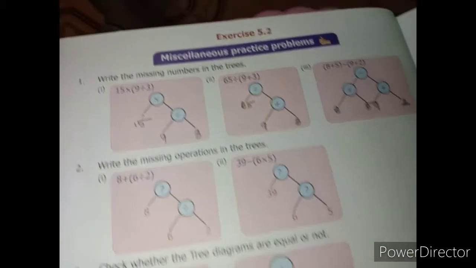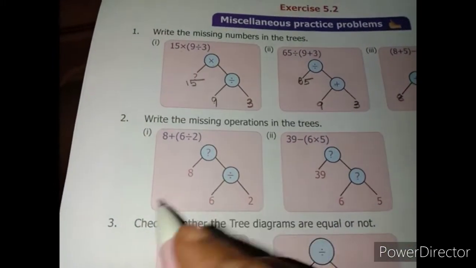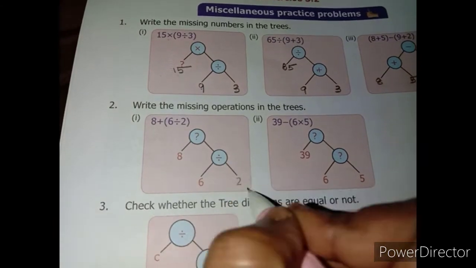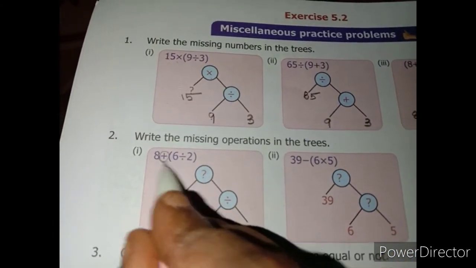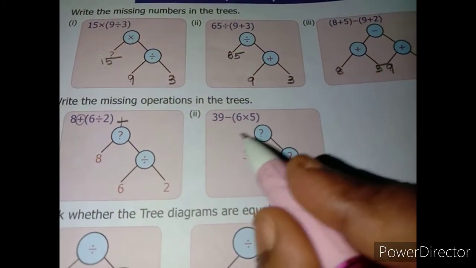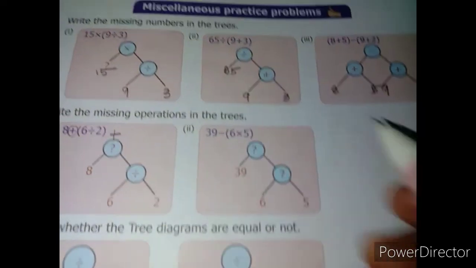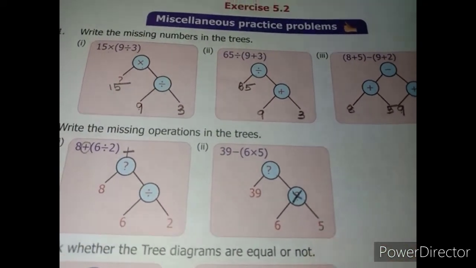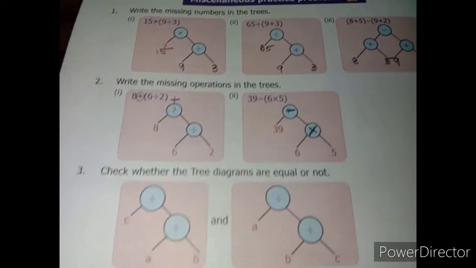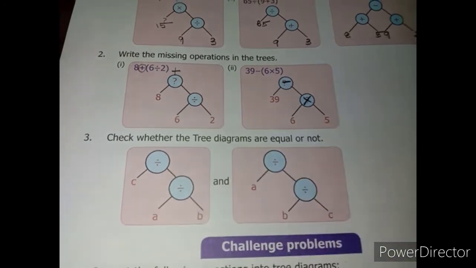Next question. Write the missing operations in the tree. So, what are the operations missing? 8 question mark 6 divided by 2. So, what is the one and only symbol missing? It is addition. 39 minus 6 into 5. 39 question mark 6 into 5. 6 into 5, so it is multiplication. This is subtraction. Okay.